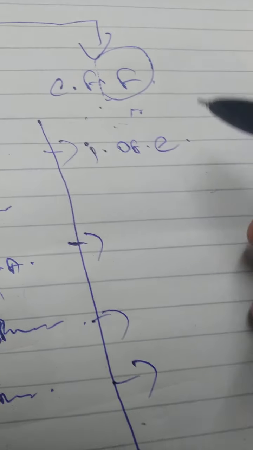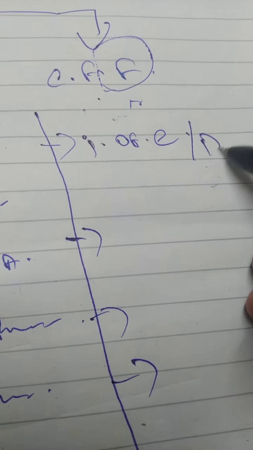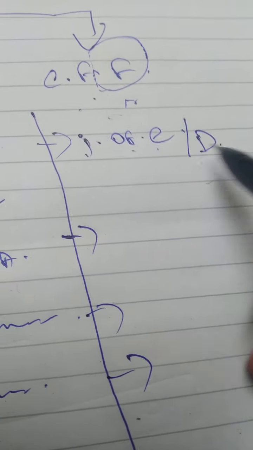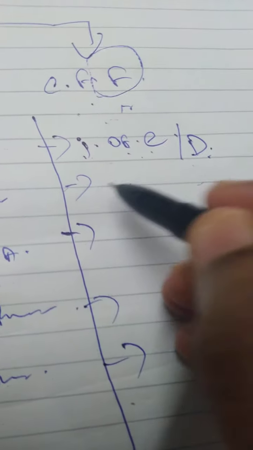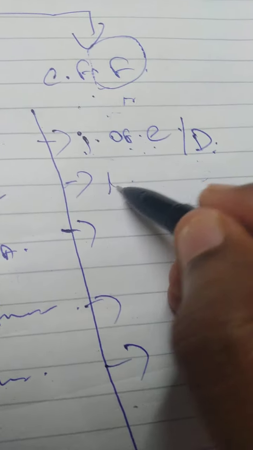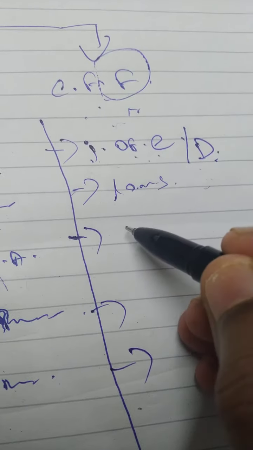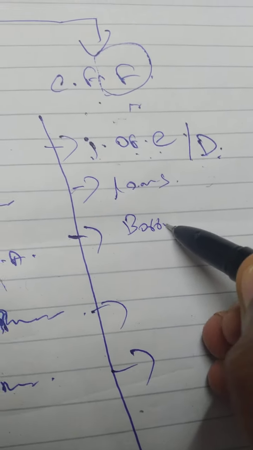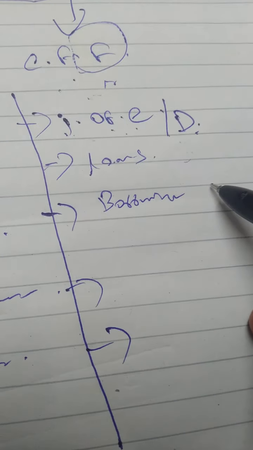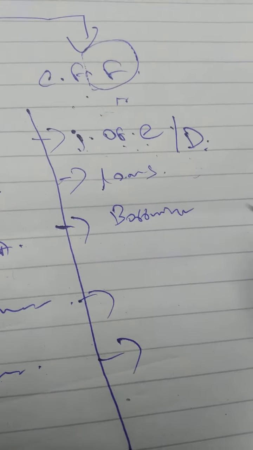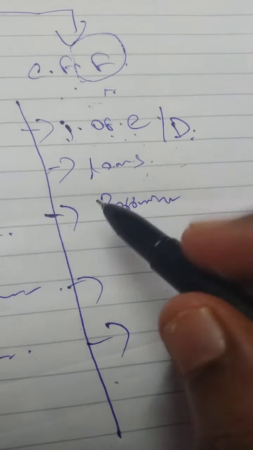Issue of equity shares or issue of debentures. If I issue equity shares, I will receive money. If I issue debentures, I will receive money. Then how else can I raise money? Loans from banks, borrowings from other companies or any other entities. Then I will get money inflow.